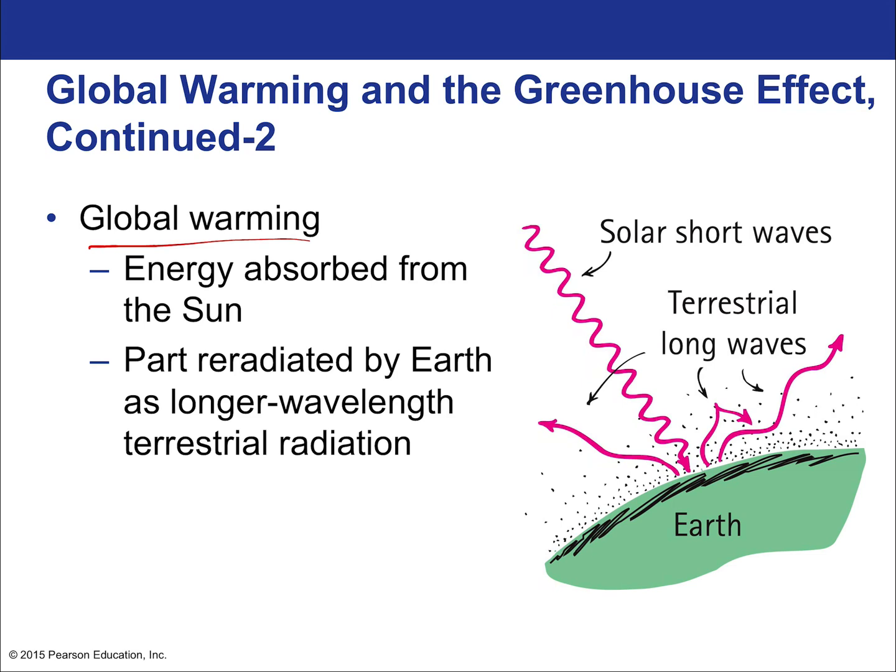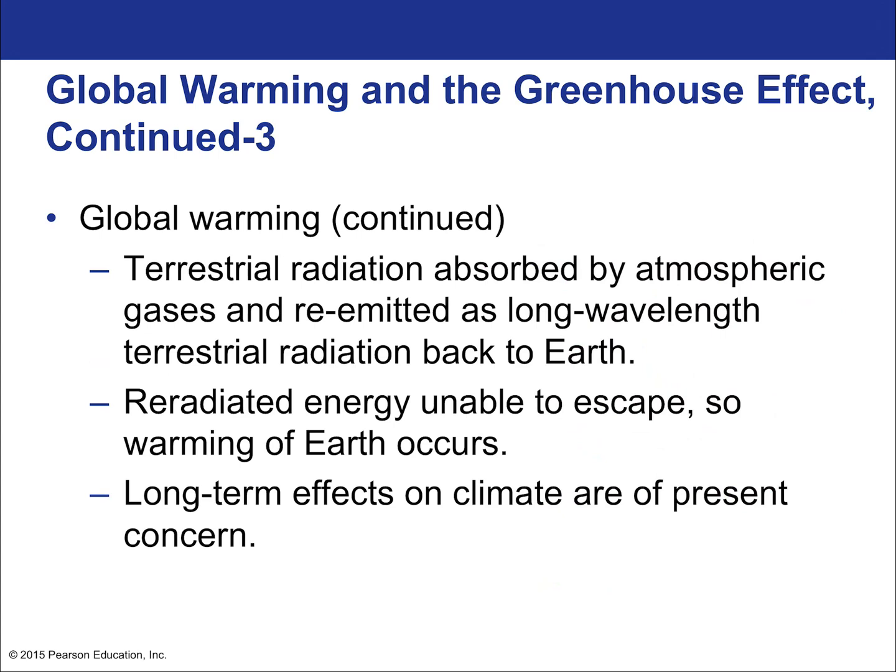So of the energy absorbed from the sun, part of it is re-radiated by the Earth as long wavelength terrestrial radiation, all right? That's shown here. And then that terrestrial radiation is absorbed by the atmospheric gases and re-emitted as long wavelength terrestrial radiation back to Earth. So it's just bouncing around inside the atmosphere, not going back out into space. The radiated energy is unable to escape. So the warming of the Earth occurs.